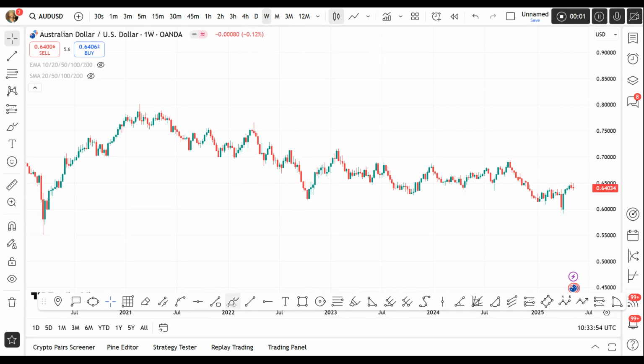So let's look at AUD USD on weekly time frame.